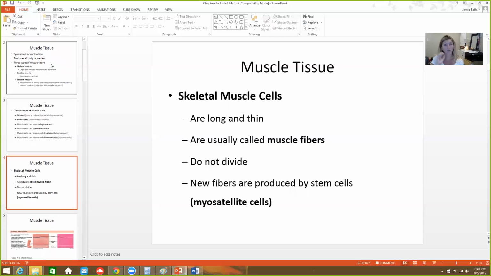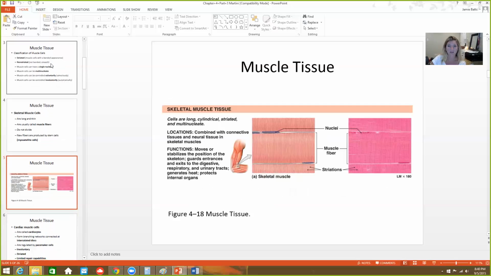So skeletal muscles are very long, thin. They are usually called muscle fibers. That's a term you'll get used to calling them later. They do not undergo division. They're produced by stem cells called myosatellite cells. And here you can see that they're striped or striated. They have several nuclei. They're long, straight, cylindrical, and again, main function is for movement.